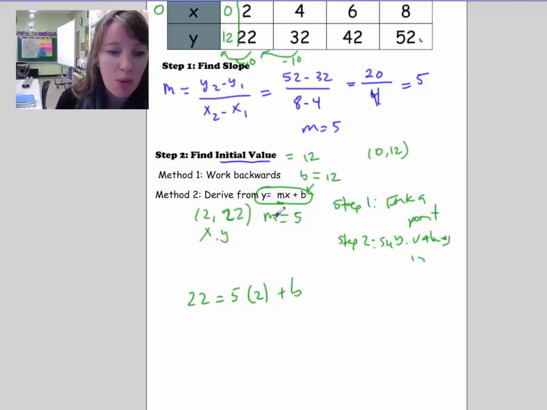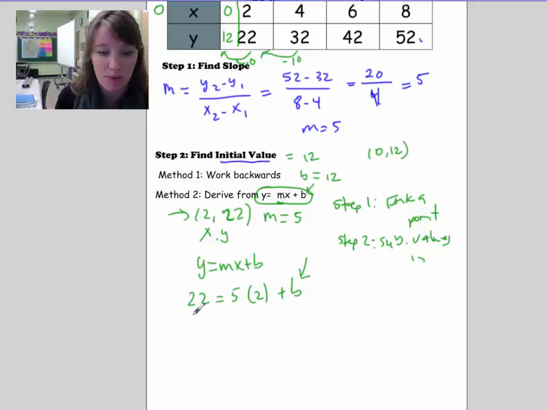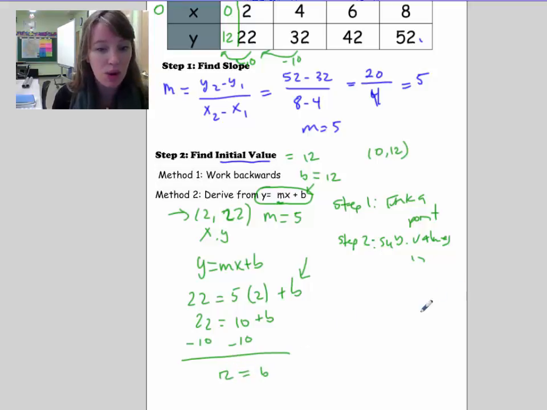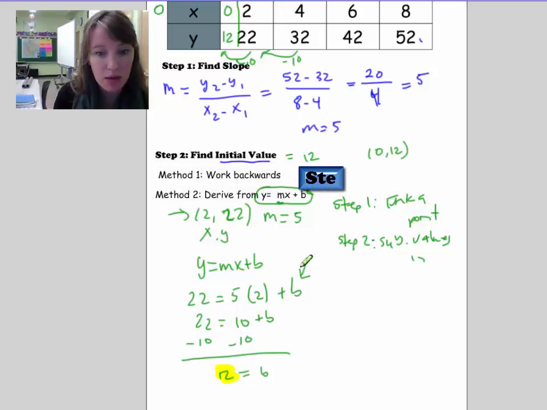The reason we can do this is that this point is a solution because it's in the solution table. Being a solution means it's a point on the line, so I can substitute it into the y equals mx plus b formula and derive b, because I know it's a solution. So we have 22 is equal to 10 plus b. Subtract 10 from both sides, and I get b is equal to 12. So I have my m and my b. All I need for this equation is the m and the b.